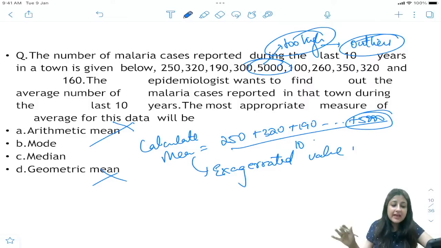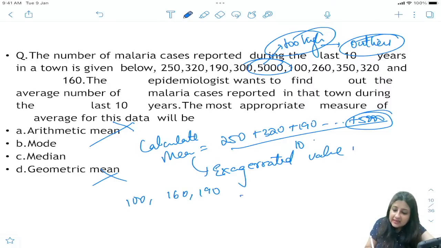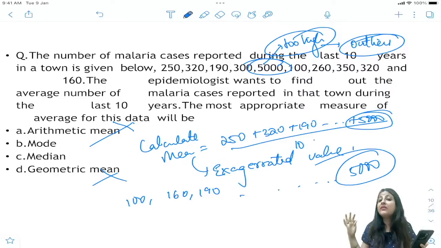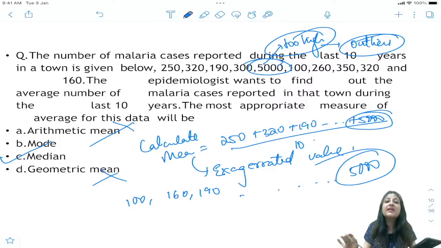Now if I ask you to calculate the median, there are 1, 2, 3, 4, 5, 6, 7, 8, 9, 10 observations. You're going to arrange them in ascending order. When you arrange this data set in ascending order, guys, 5000 will go to one extreme. 5000 ek extreme mein chala jayega. So it will not affect my final outcome. The moral of this story, which keeps coming in our FMG exams, is when you have outliers, too high values or too low values, which is the best measure of central tendency?